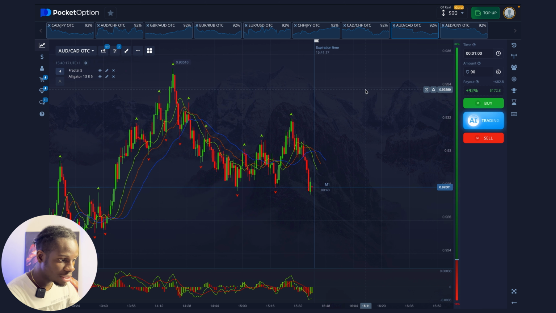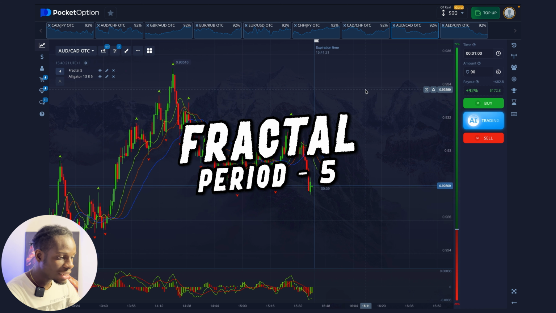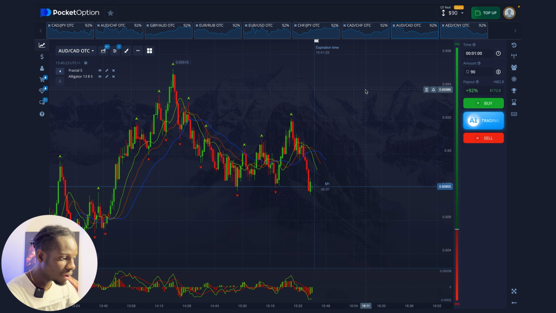So the first indicator is our fractal, and we're going to use that with a period of 5. The fractal is going to help us to identify new local minimums and maximums while they're being formed. This will help us to take a bias for our trade.